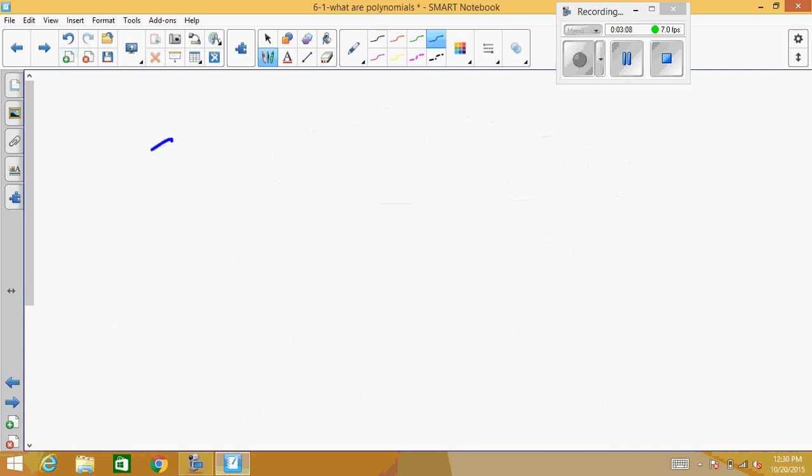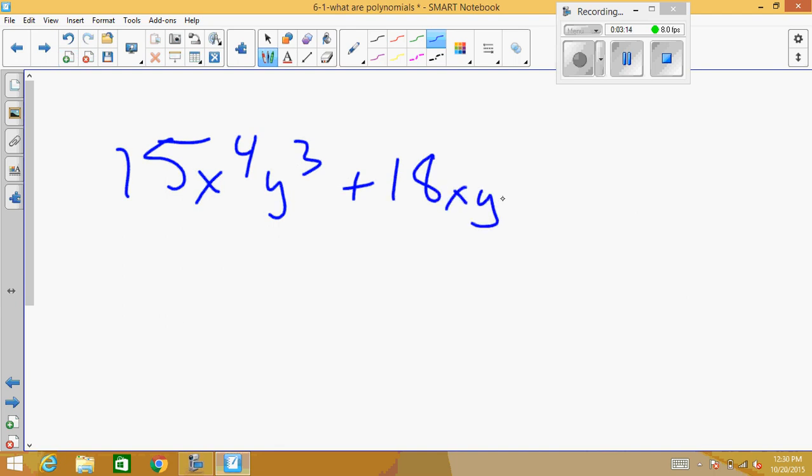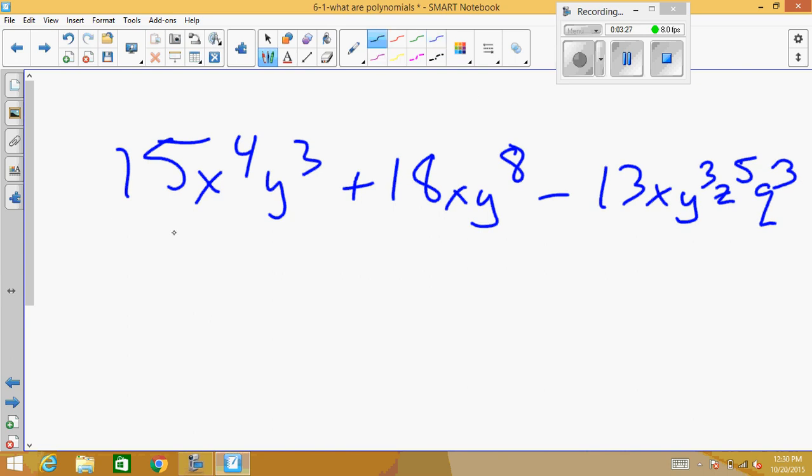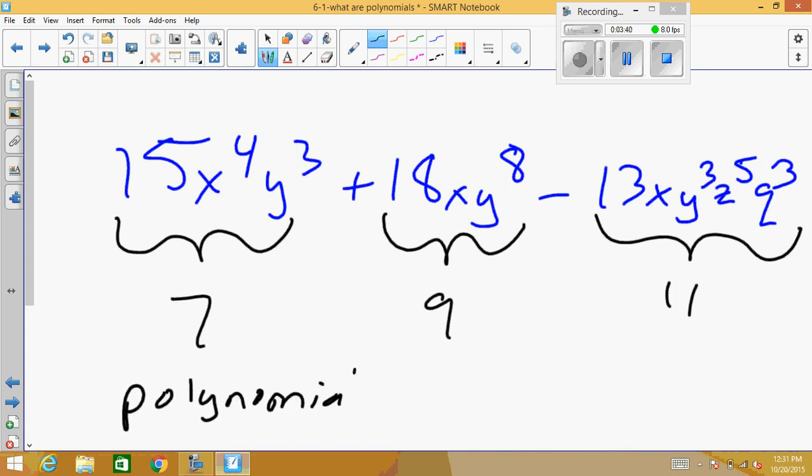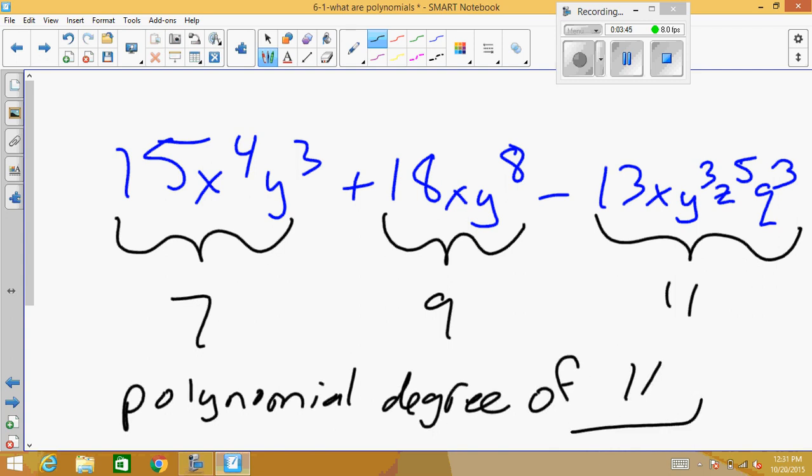Maybe if I had something like 15x to the 4th, y to the 3rd, plus 18xy to the 8th, minus 13xy to the 3rd, z to the 5th, q to the 3rd. I look at these individual terms and I'd say this term has a degree of 7, this term has a degree of 9, and my last term has a degree of 11. So that means my polynomial has a degree of 11 because 11 is our highest degree term.